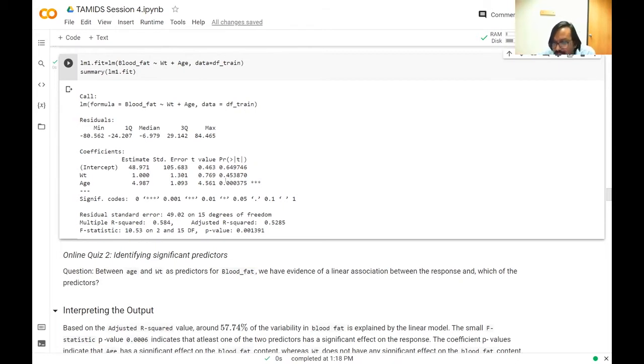But for age, the p-value is less than 0.05, and we have the 3 asterisks, the significance code, that shows that this p-value is indeed significant. So only age is a predictor that has a significant association with the response. Very good.